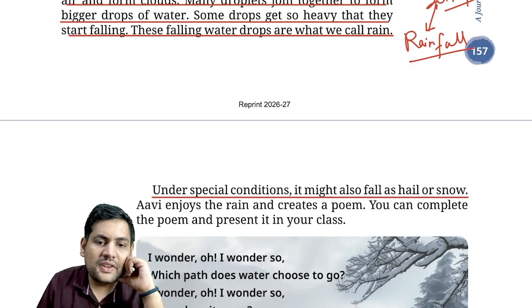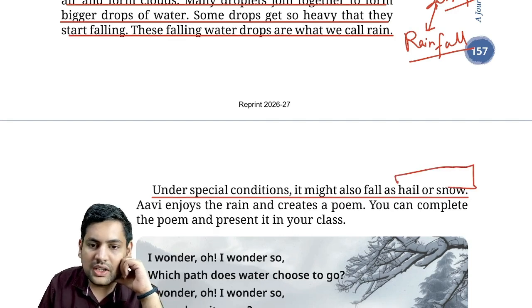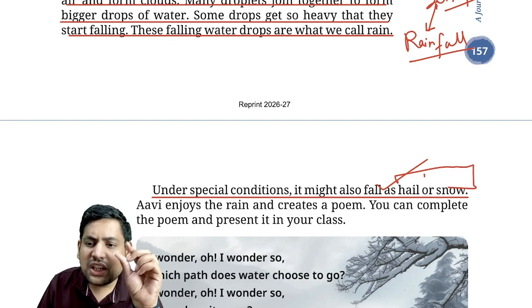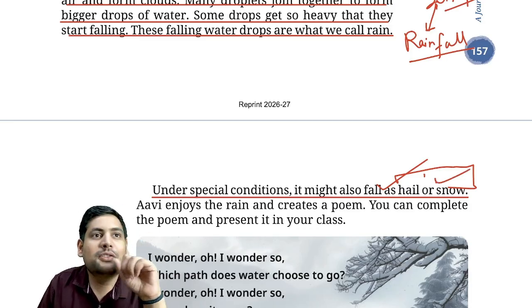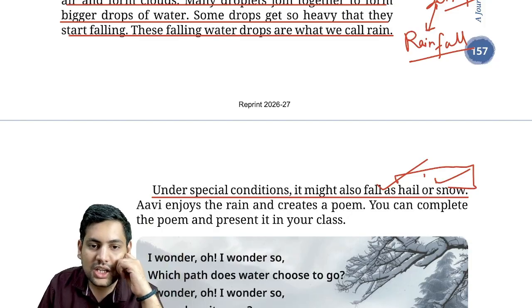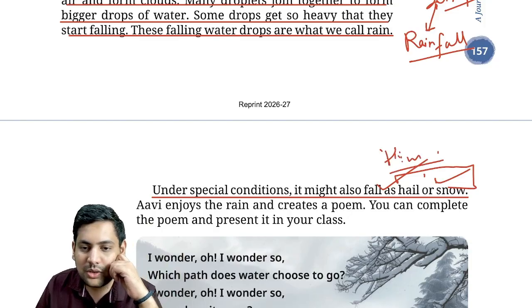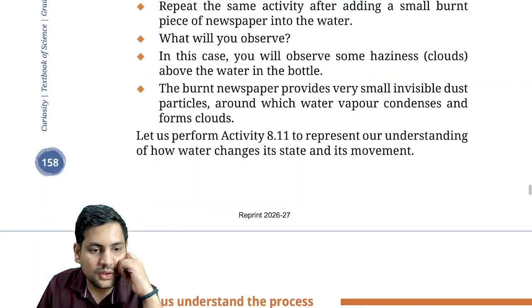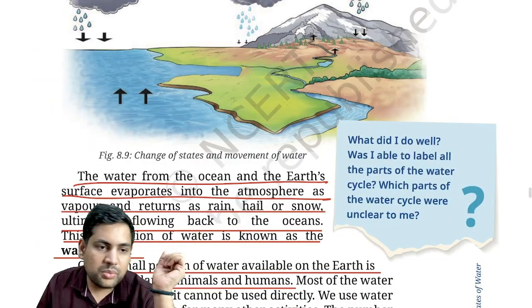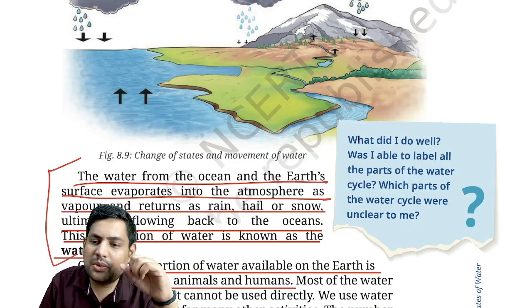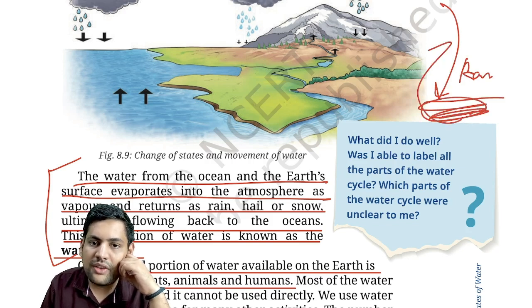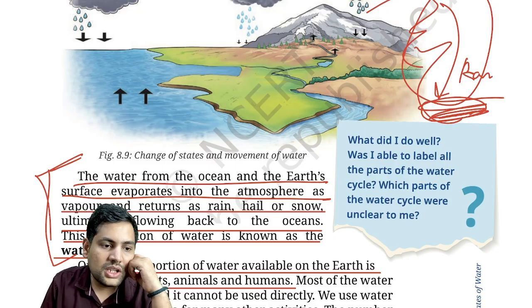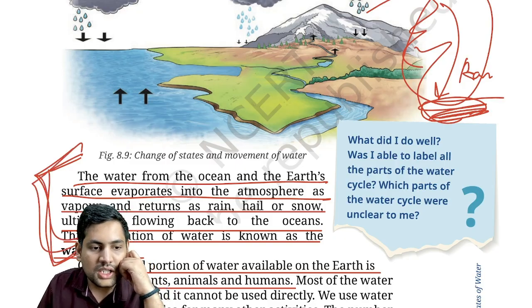Then under special conditions, if it is very cold high up in the atmosphere itself, it can become hail, that you know as hailstorm, those small icy particles, or snow. I don't know if you have seen. In the northern part of India, in the Himalayas, you may find snow in particular seasons. This is the same process, this whole process that I explained to you: water gets evaporated, and eventually by rainfall it comes back to the same water body, and then again evaporation, and everything goes on. This whole thing is called the water cycle. Understood?